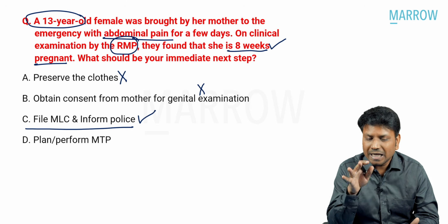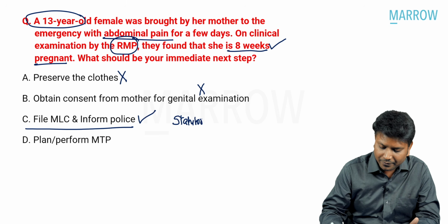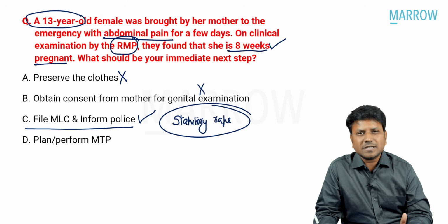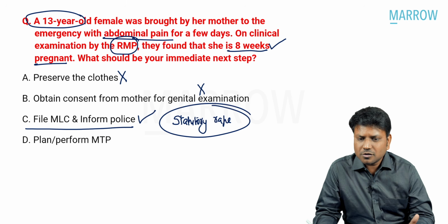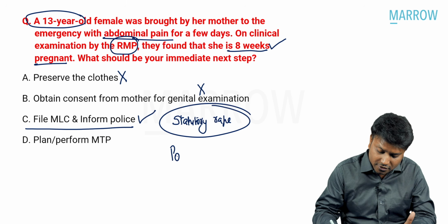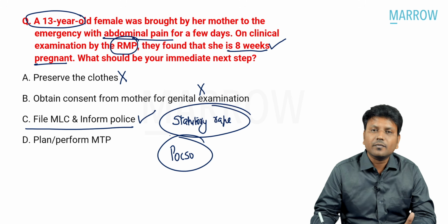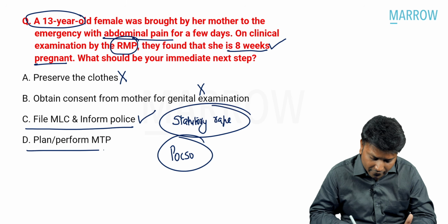Found to be pregnant, it is a crime. It amounts to what is called statutory rape. Sex with a girl less than 18 years, with or without consent, amounts to statutory rape. Or you can also say it is a case of penetrative sexual assault as per the POCSO Act. And remember, plan or perform MTP.